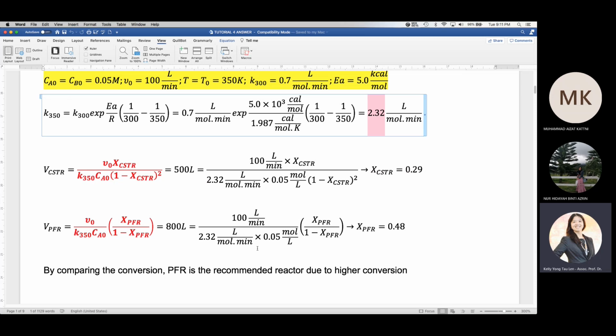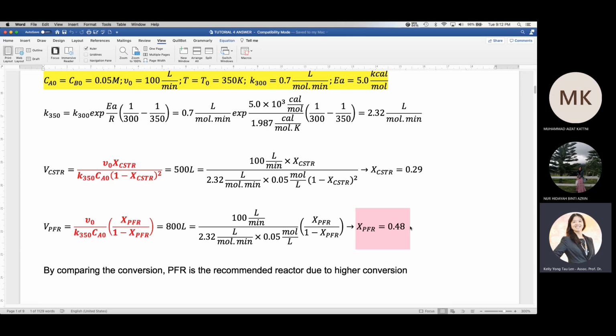Okay, so kita ganti K at 350. We replace CA0 0.05. We are left with the conversion of the PFR, which we want to find. You will get the conversion as 0.48 or 48%. Okay, so now that we obtain the conversion of both, kita compare lah. We can see that conversion of the PFR is higher than CSTR. And based on this comparison, we will actually recommend PFR due to higher conversion. Okay, so that's the answer for question number 1A.